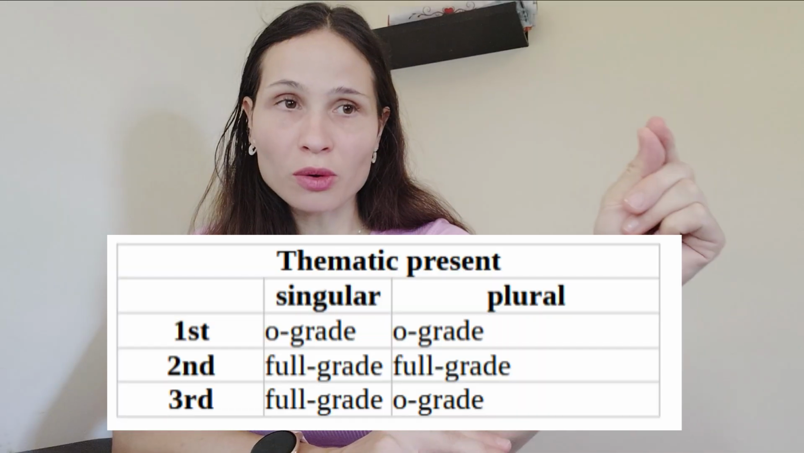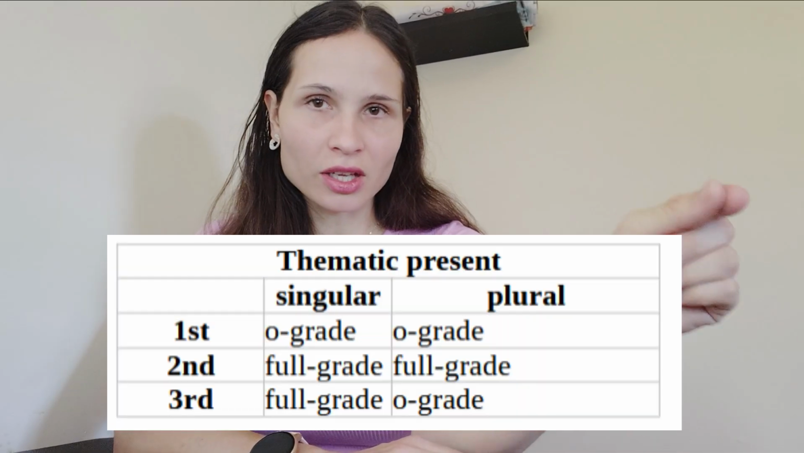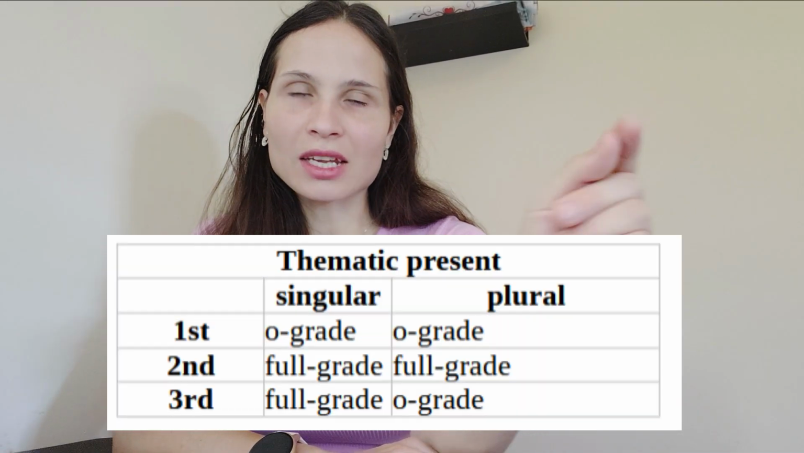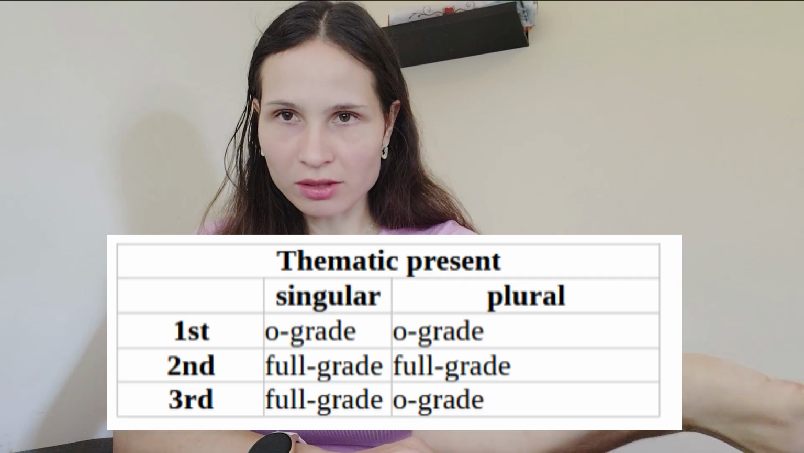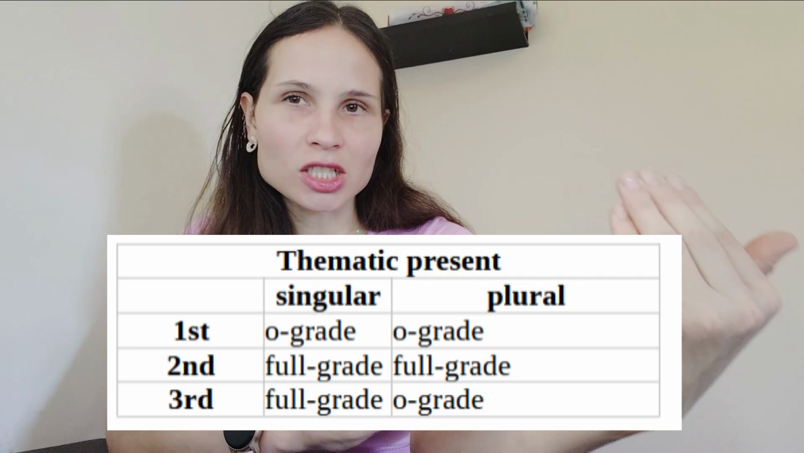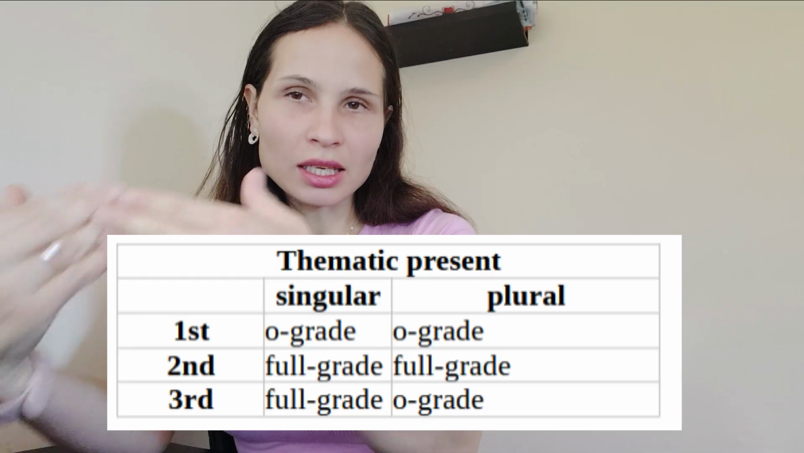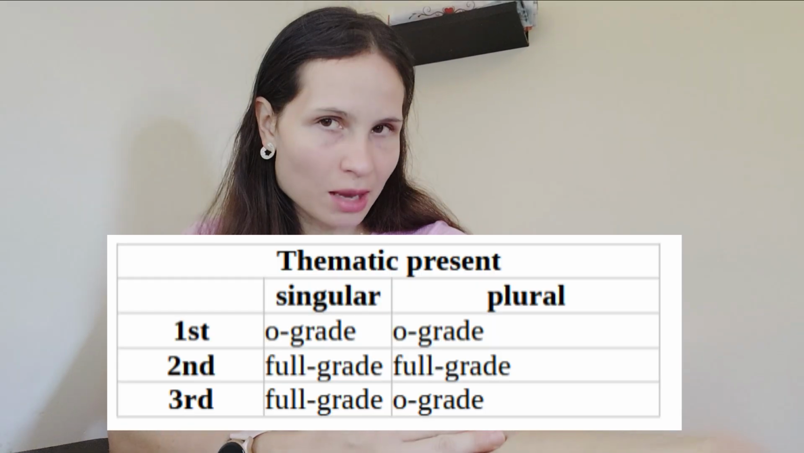An extremely common ablaut pattern is found in the thematic present, which is a conjugation pattern named for the thematic vowel inserted between the verbal root and the personal endings. That thematic vowel is going to be a short O in the first persons and in the third person plural, and it is going to be a short E elsewhere. And that alternation between the E and the O is ablaut.